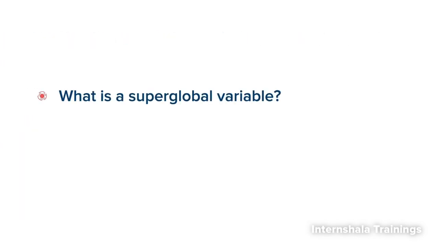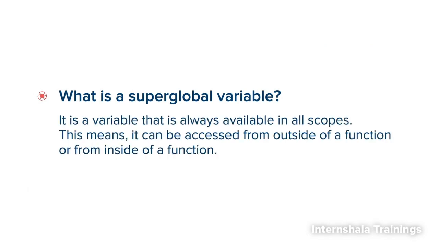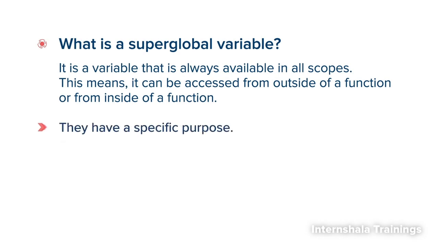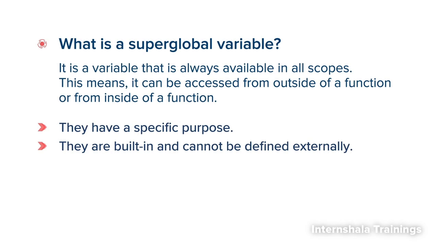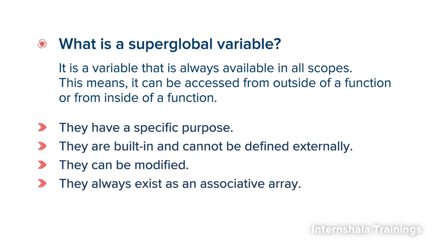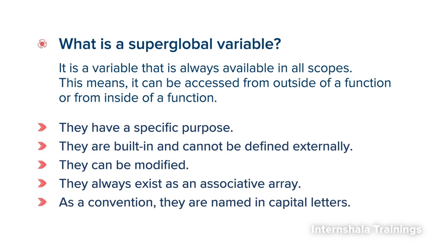Now, you might be interested to know what is a superglobal variable. A superglobal variable is a variable that is always available in all scopes. That is, it can be accessed from anywhere, whether from outside a function or from inside a function. There are a few things that are associated with them. First, each superglobal variable has a specific purpose. Next, they are built in and there is no way we can define them on our own, although we can modify them. Next, they are always in the form of an associative array. Lastly, they are named in capital letters as a convention. We will learn more about them in our upcoming topics.